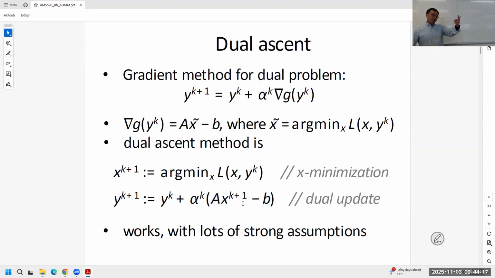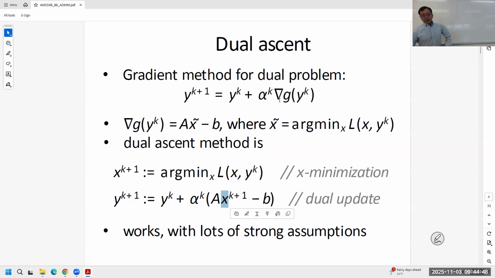This is the dual update. So you can start from somewhere, with x0, y0 at some starting point. Then you get your x1 based on y0, then you update y1 based on x1, and go on. So this can be seen as the so-called dual ascent for the Lagrangian, for the maximization or minimization.